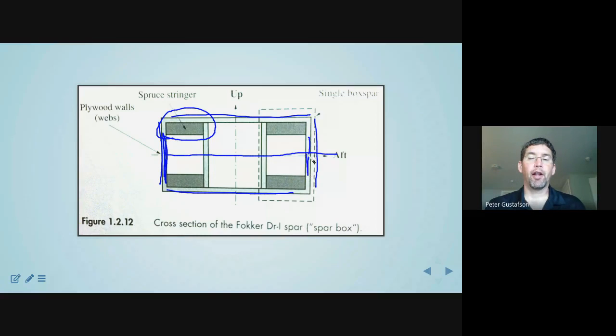They're called the web because they carry shear load, for reasons which we will get into in much more detail in about week 5 or 6 of this class. But for now, just accept that the thin plywood walls carried shear, and the bending was largely carried by the stringers.